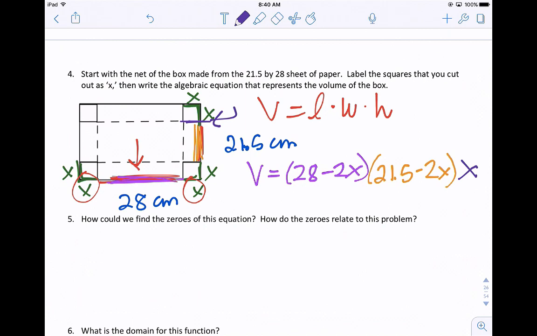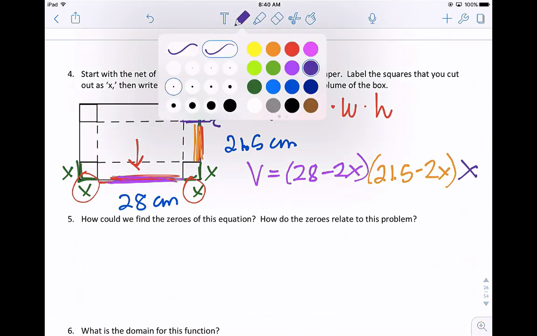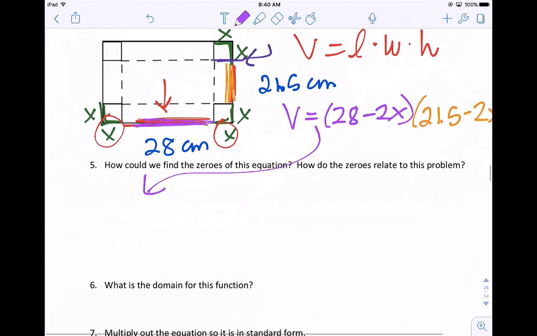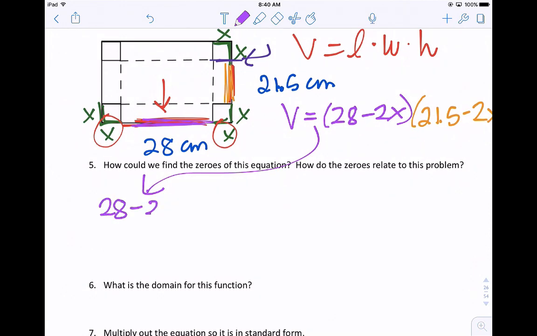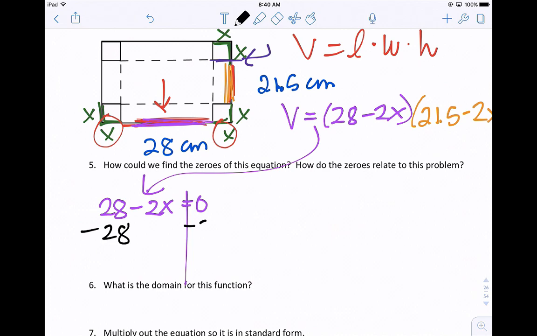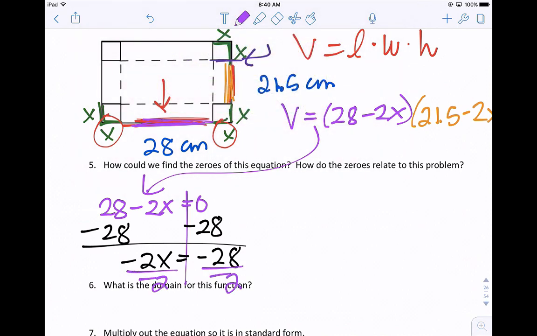How do we find the zeros of this equation and what do they mean? We talked about in class, if you want the zeros of something and you don't know what they are by looking, you can make an equation and set it equal to 0. So we have 28 minus 2x. What makes that equal 0? We can solve it algebraically. We subtract 28 from each side and get negative 2x equals negative 28. We divide each side by negative 2, and we get x equals 14. There's one of the zeros.